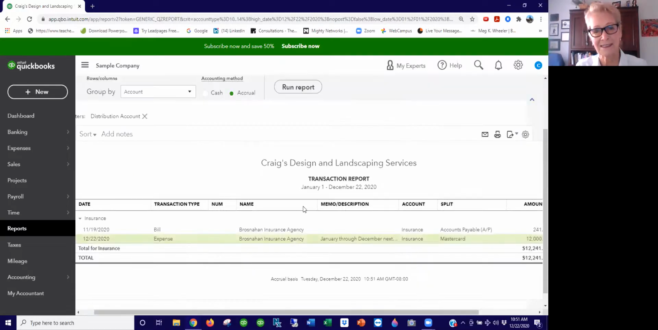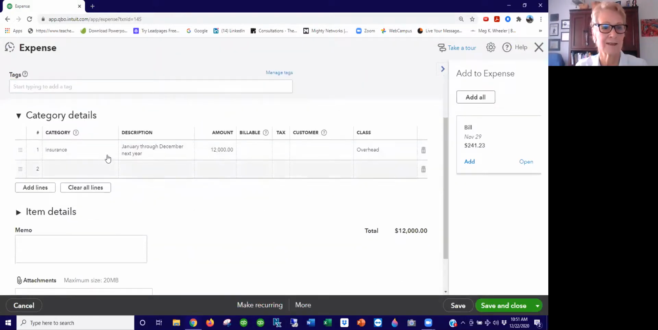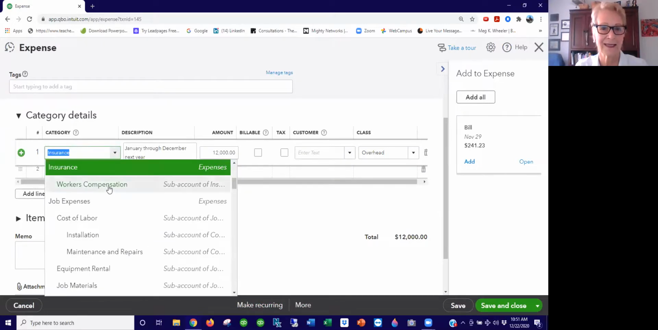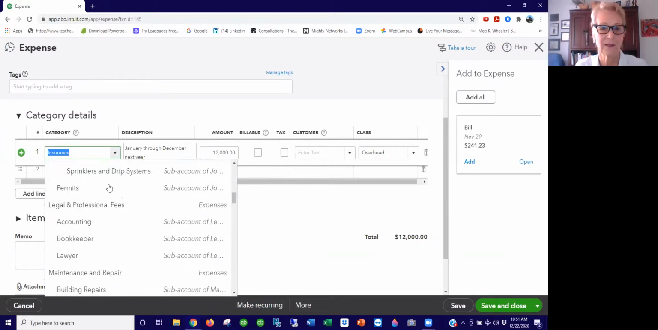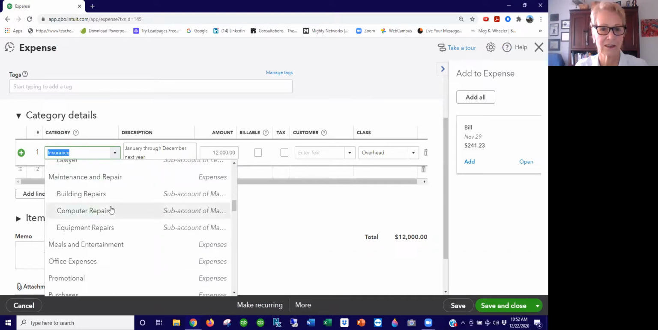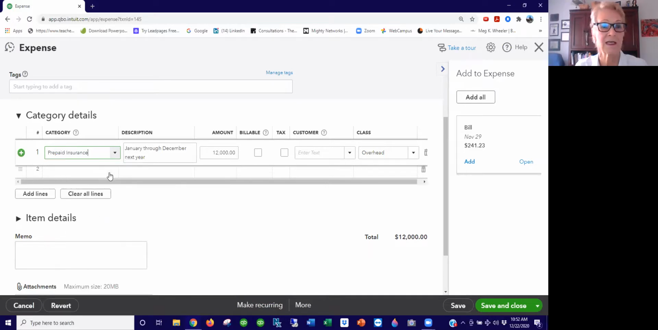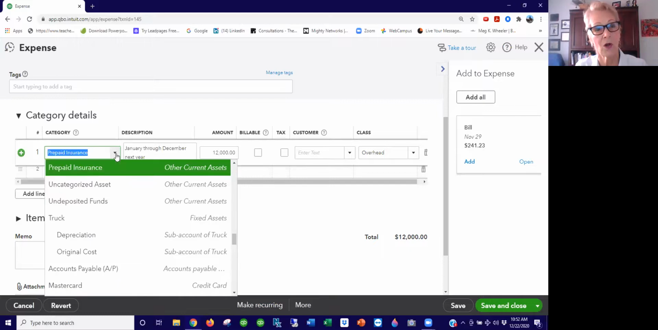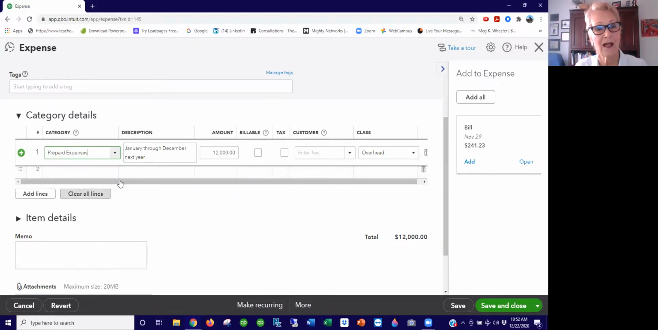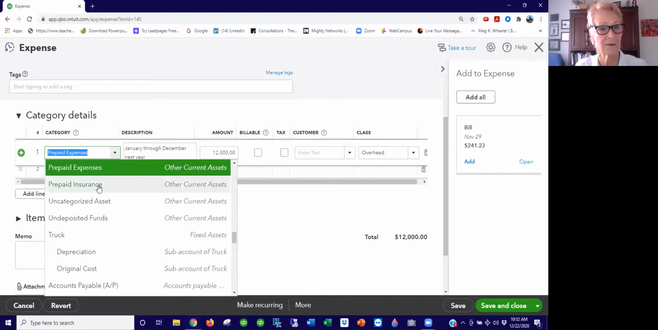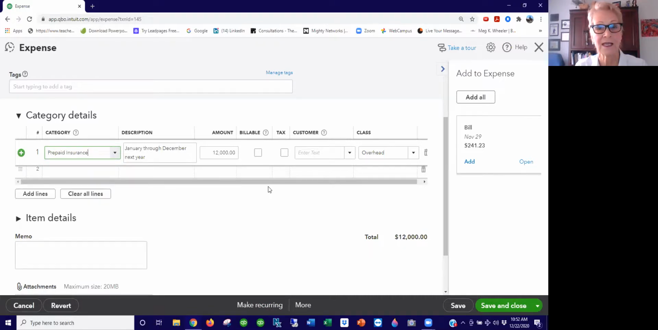So what I would do instead of posting that as a true expense, as a hard expense, I would take this category, this account, and I would scroll. And in QuickBooks, we have access to all of our accounts right here at our fingertips, one of the nice features. I could choose prepaid expenses or prepaid insurance. Some people use one account to record all of their prepaid expenses, and some people have multiple and like to keep them separate. But it's prepaid insurance, and it's applied towards overhead.